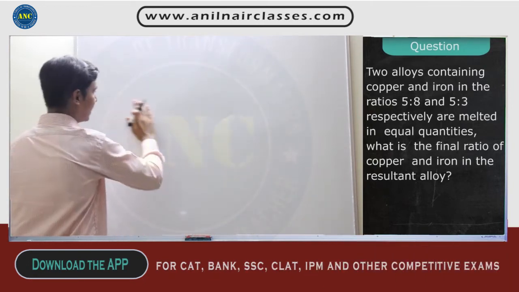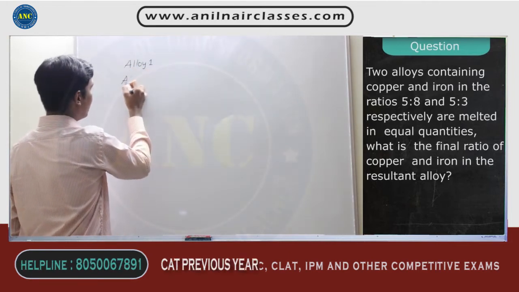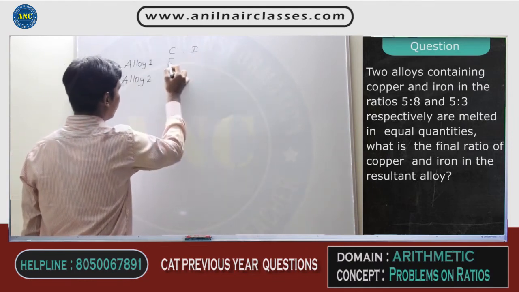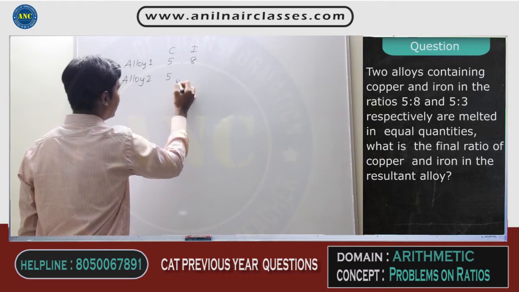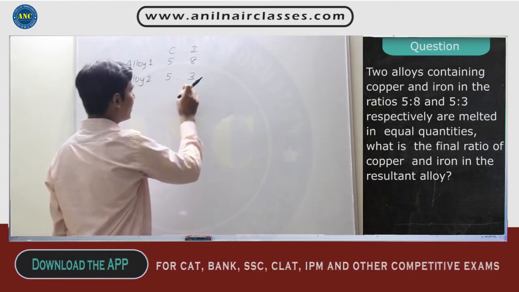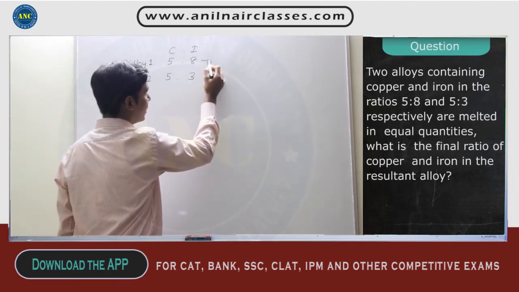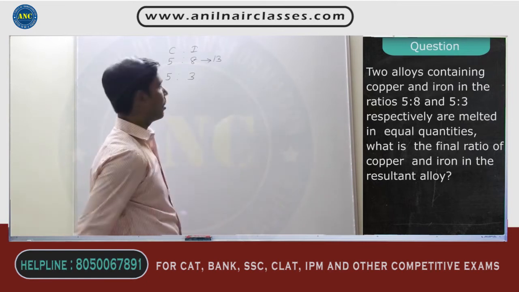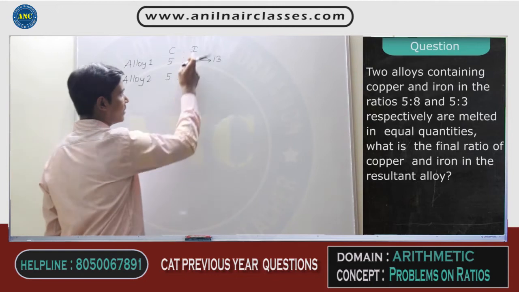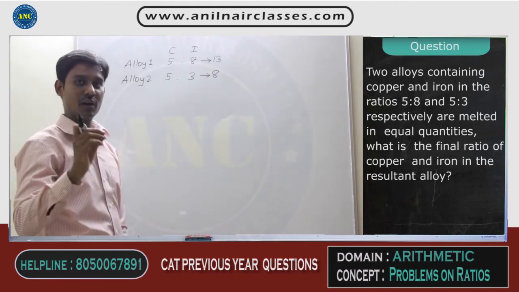Now see here. They are telling that there are two alloys, alloy 1 and alloy 2. Right? Two alloys containing copper and iron in the ratio 5:8 and 5:3. They are melted in equal quantities. That is what they are telling in the question. Now, if you see here, first alloy, 5 units of copper is there, 8 units of iron is there. Totally 13 units of alloy is present, right? Or the combination is present. Second alloy, 5 units of copper, 3 units of iron. Totally 8 units.